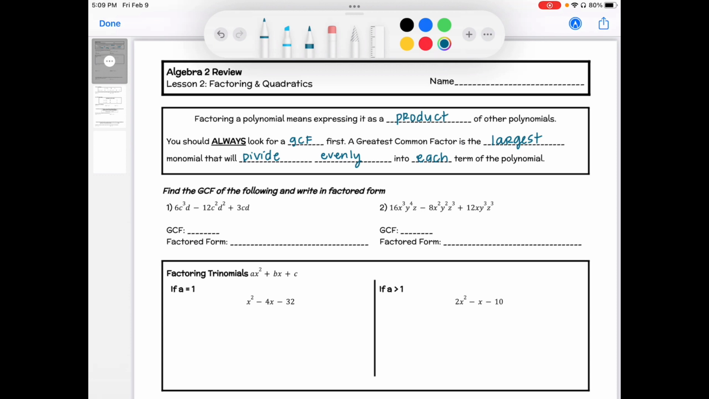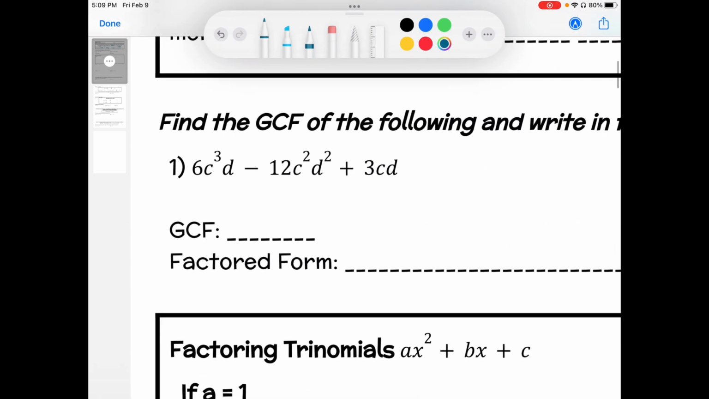So if we look at number 1 here, we're looking to see what number can we divide all of these numbers by. So 6, 12, and 3 can all be divided by 3. And then we want to look for variables. So all of them have a C and a D. So we're looking for the least amount that each one has. So the least amount would be this C to the first power.